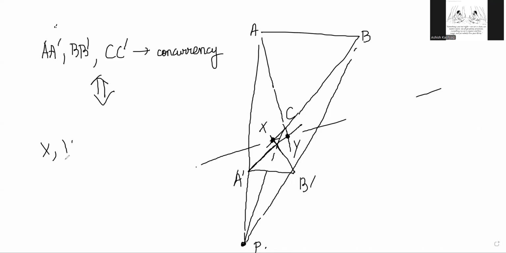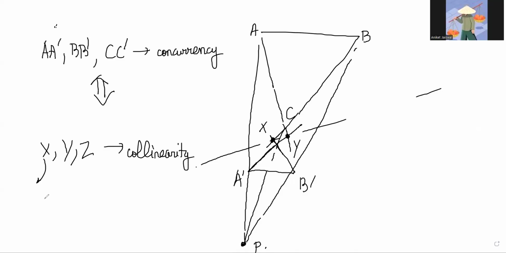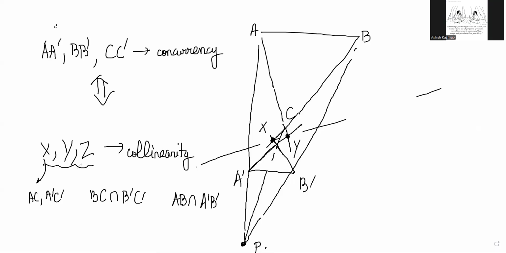the collinearity of the points X, Y, Z, where X, Y, Z are what? The intersection of AC and A dash C dash. Sorry, AC and A dash C dash sides. Sir, BC, Y, Y. Yes, that's the same. And BC and B dash C dash, or CA and B dash... C dash, or CA and AB and A dash B dash. We can label it whatever, it doesn't matter.